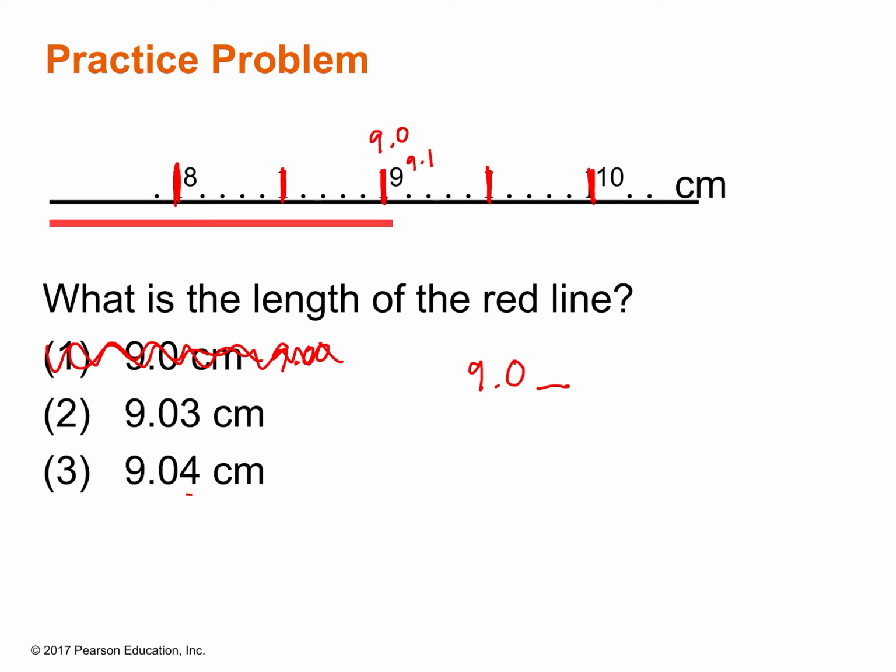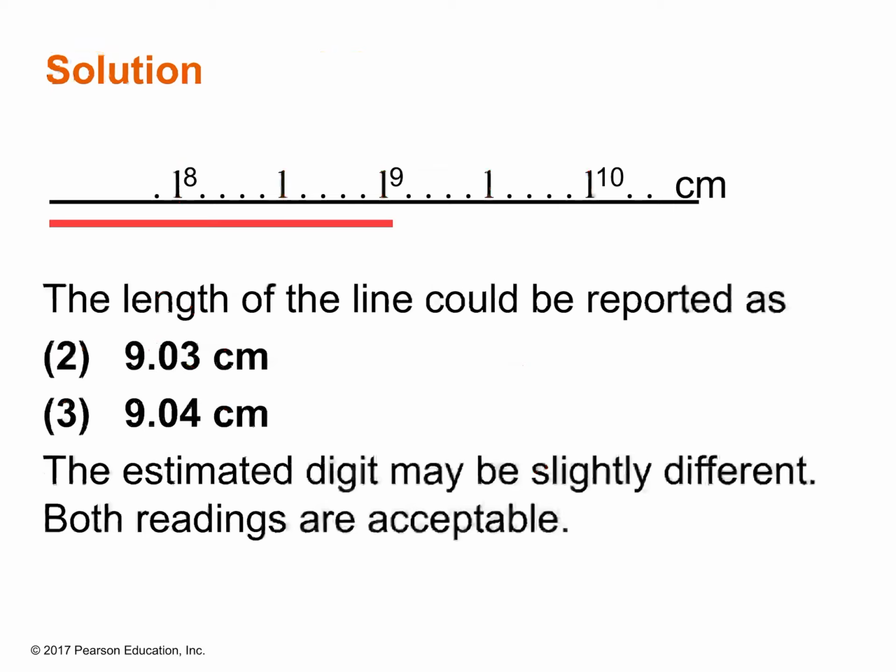So now the question is, is this 9.03 or 9.04? The answer is that it's both, or neither, right? Either one could be correct because that last digit is an estimate. It's between 9.0 and 9.1. So whether you put 9.03 or 9.04, either one is correct because that last digit is an estimate, and it's going to be based on who looks at it. So here you go, this is the answer. It could be either 9.03 or 9.04. That estimated digit may be slightly different based on who reads it, but both answers are acceptable because it has the right number of digits.